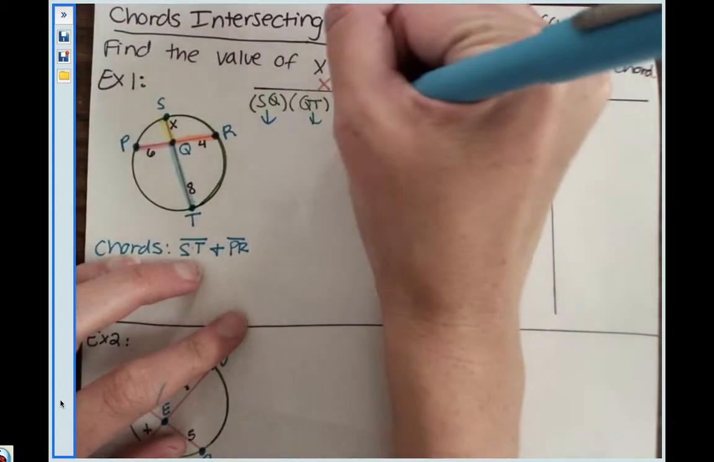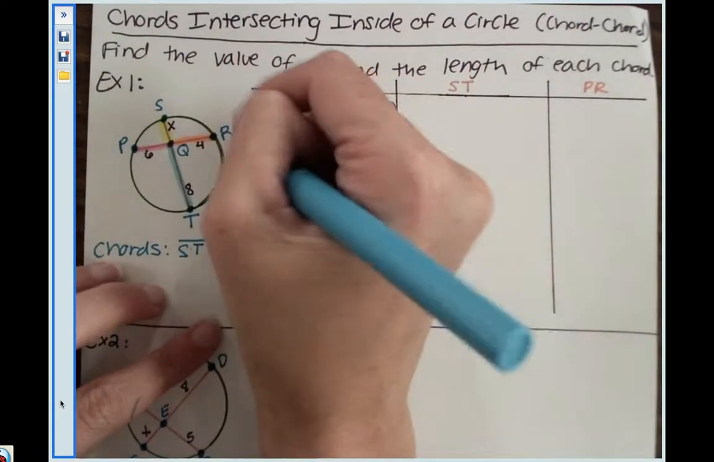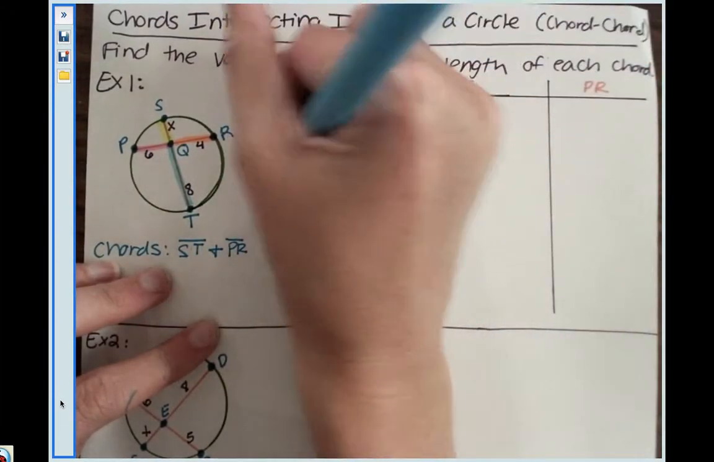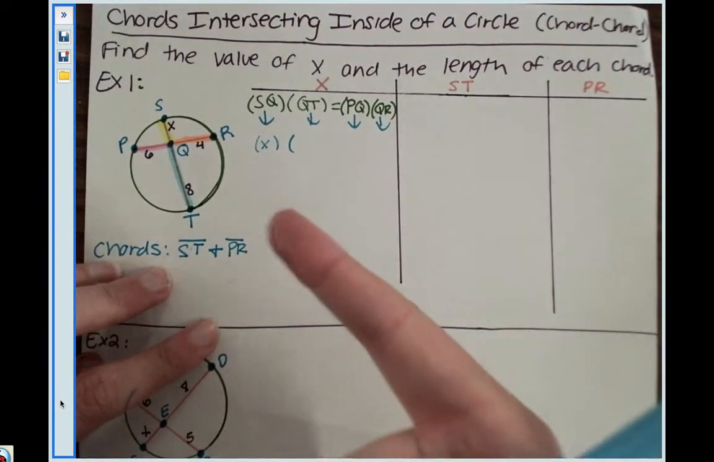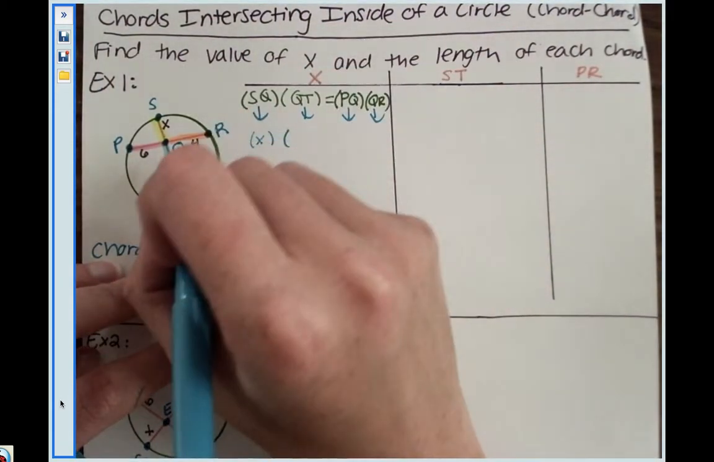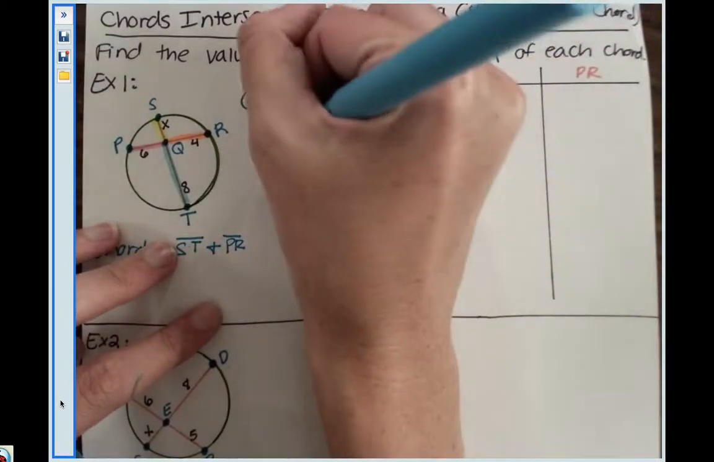Bam, bam, bam, bam. All right, so SQ is X. So we have X times QT. Get it, cutie? Chord slapper. Oh, man. I have so many jokes. I'm great. But anyways, QT is 8.